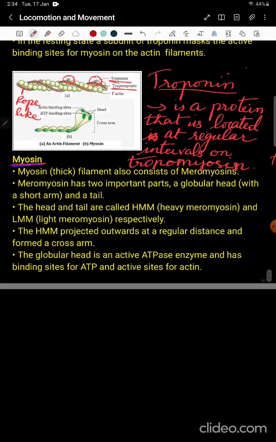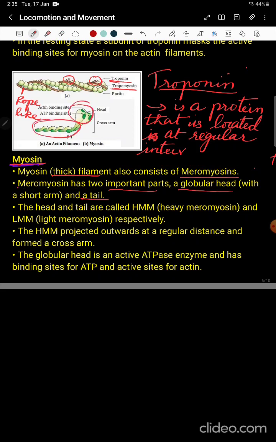So now what about the structure of myosin? Myosin is the thick filament. It consists of a special kind of structure called meromyosin. Understood? Now meromyosin has two important parts: one is a globular head and the other a tail. See here, this is the head portion and this is the tail portion. This meromyosin is the component of the thick filament, that is myosin.